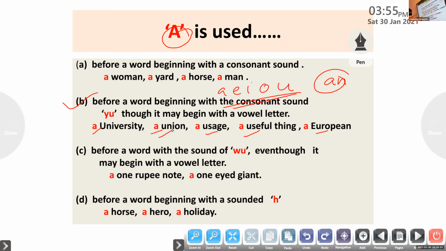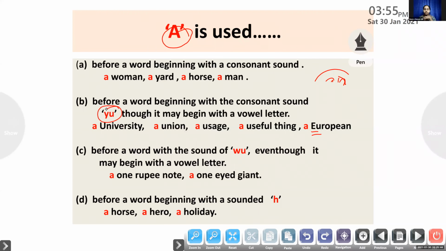All these words actually start with a vowel letter, but the pronunciation begins with a consonant sound. We are not looking at the vowel letters. Though it starts with a vowel letter, the sound begins with a consonant sound. So we have to use a European, a useful. See, the sound is 'yu'. Why 'yu'? It is actually a consonant sound. Am I clear?